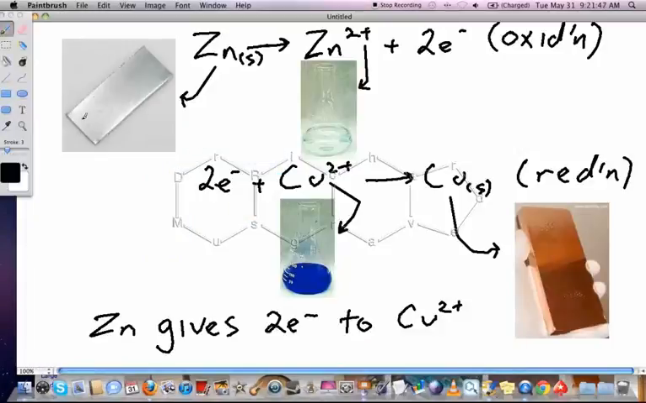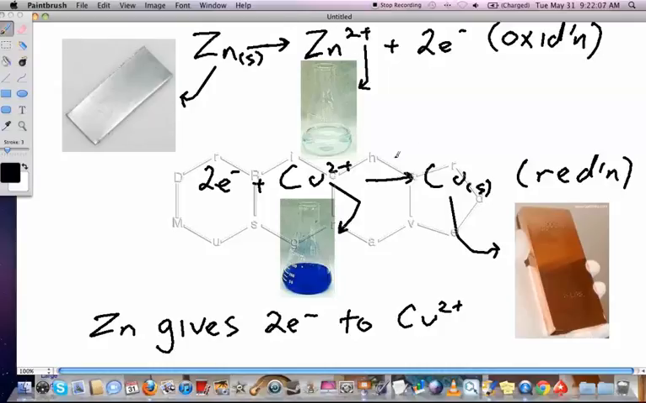We've got zinc, which is a metal, and it has a charge of 0. So when zinc has a charge of 0, it just looks like this. And it's turning into zinc 2+. And you can see the difference here. The zinc 2+ is in an aqueous solution. And what's happening is the zinc is actually giving up 2 electrons when it's forming zinc 2+.